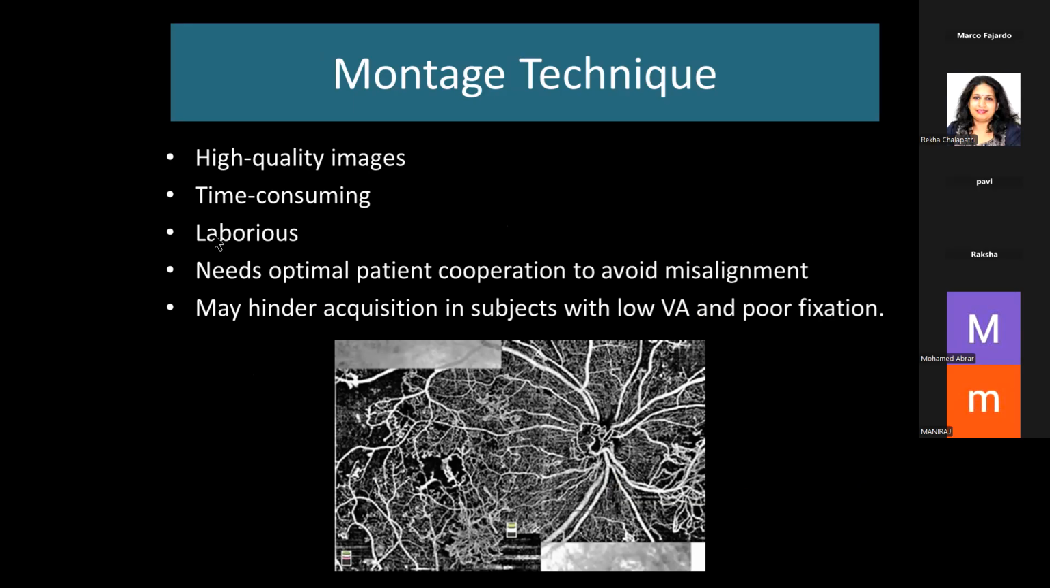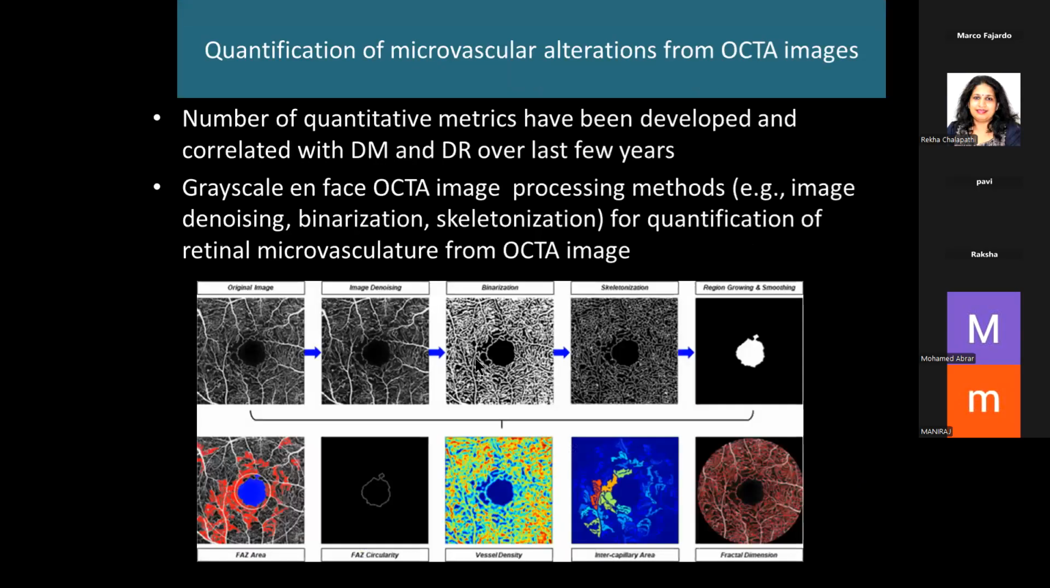Once you get an en-face image like this, it undergoes certain processing to get whatever is required, what we call image denoising. Once you do the image denoising, you get the foveal avascular zone and circularity. Then you convert this into a black and white image, what we know as binarization. Then we do something known as skeletonization to track the individual vessels, which gives an idea of the vessel length, vessel density, and the intercapillary areas can be picked up.